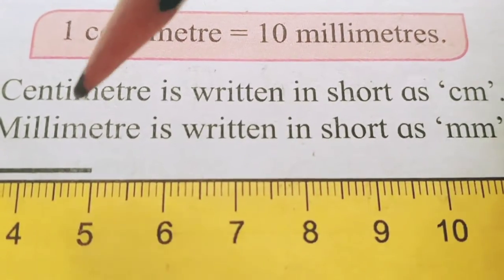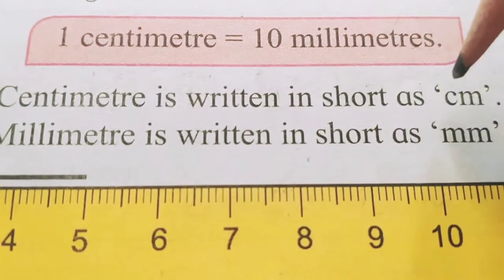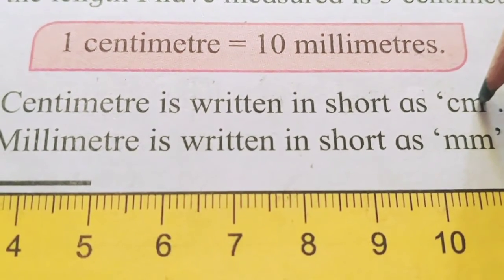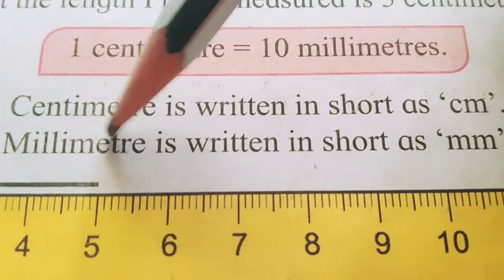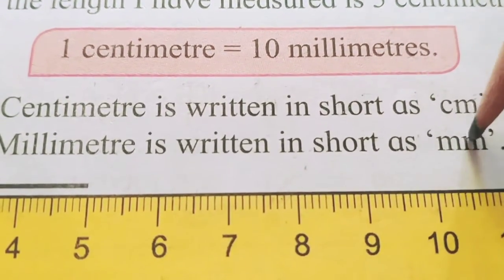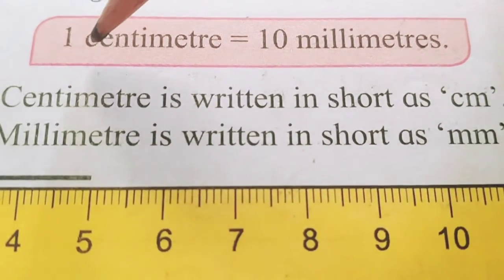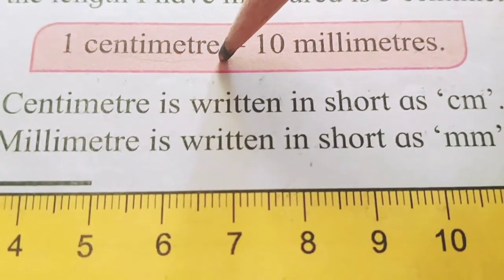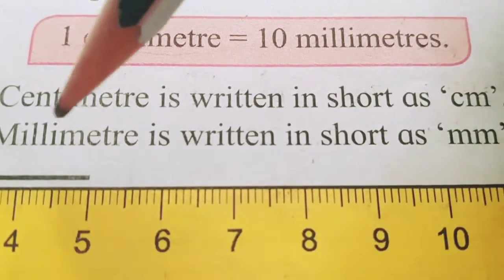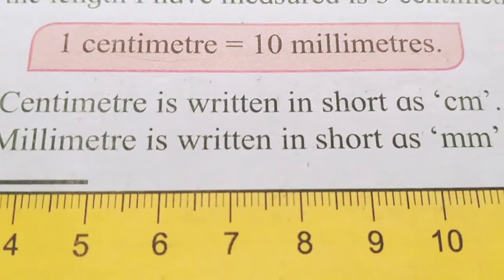And one thing always keep in mind, centimeter is written in short as cm. Cm means centimeter and millimeter is written in short as mm, like this. Means there will be no need of writing the whole spelling of centimeter and millimeter. Only use cm for centimeter and mm for millimeter.